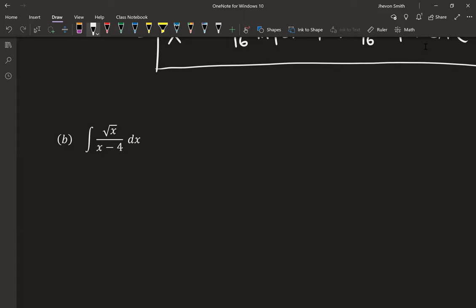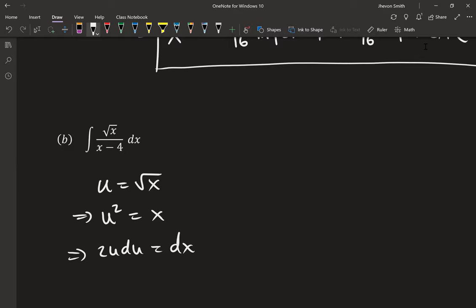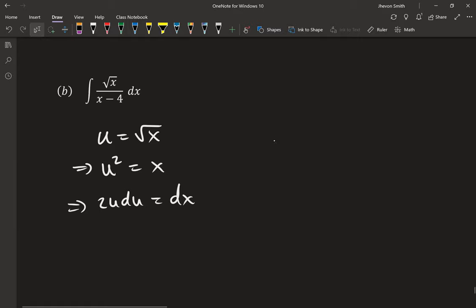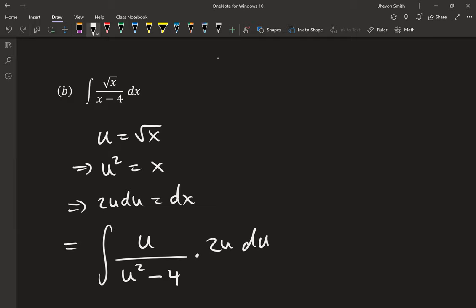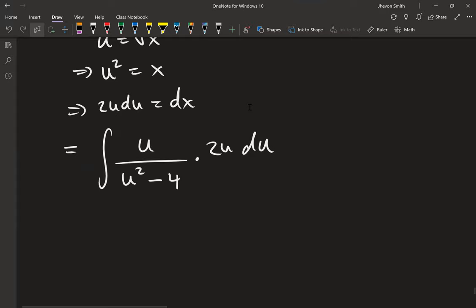So what I could do instead is say, well, let u equal that radical x. In other words, that means my u squared is going to be x. So 2u du is going to be dx. And so what we would end up with is the integral of u divided by u squared minus 4 times the dx, which is 2u du. So now we end up with this integral, 2 times u squared over u squared minus 4.